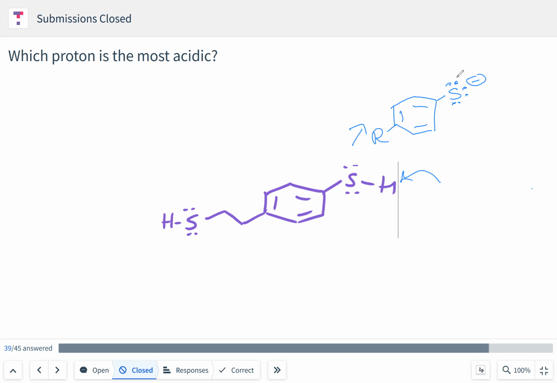And so with this, we can delocalize these electrons into the ring and we can draw a resonance structure. We don't need to draw all the resonance structures. All we need to do is draw one, just so we can show ourselves that this proton, if it's removed, the conjugate base is resonance stabilized.